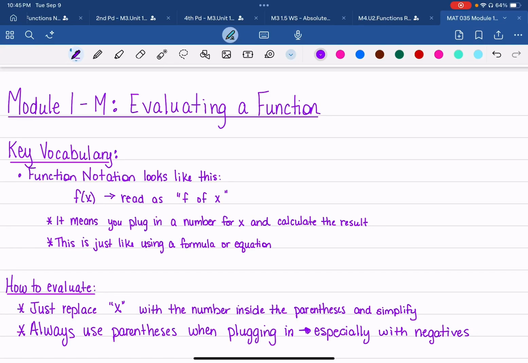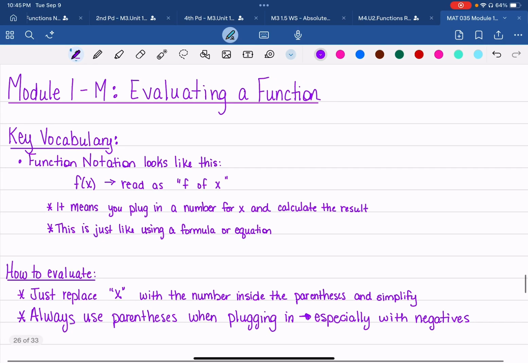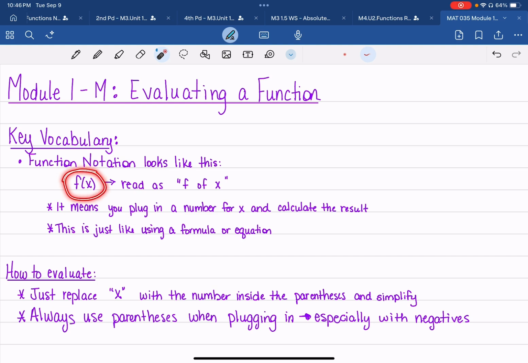When you're evaluating a function, there's a couple of vocabulary terms that you'll need to know. The main one is just being able to read the function notation. And so when you see this, it's really important that you understand that this is function notation. And you read this as f of x.